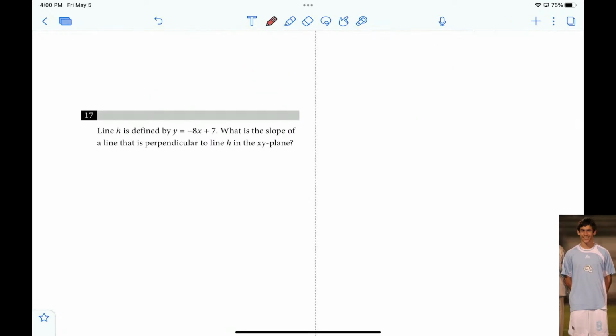All right, 17. Line H is defined by y equals negative 8x plus 7. What is the slope of a line that is perpendicular to line H in the xy plane? So perpendicular means that we have opposite sign. So the slope is the opposite reciprocal. Hopefully I spelled this word correctly. I think I got it. So since the slope of the line they gave us was negative 8, the opposite sign is going to be positive, and for the reciprocal, we can think of negative 8 as being negative 8 over 1. So we're just going to flip that fraction. So positive 1/8. Boom.